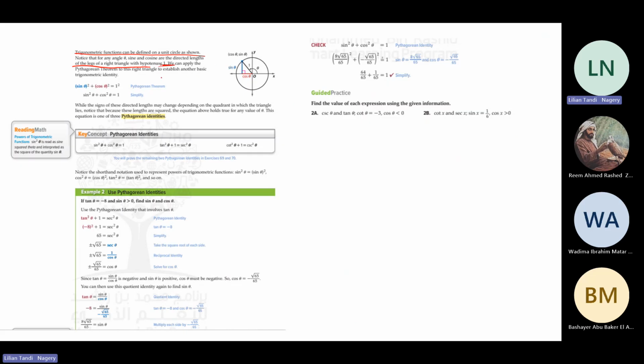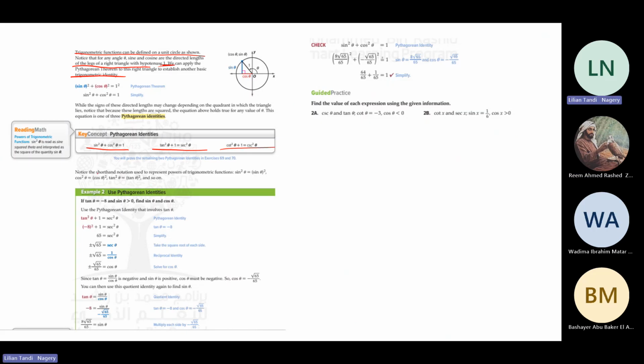Okay? Then we can apply the Pythagorean theorem to the right triangle to establish another basic trig rule. So here is the rule. When you have a right triangle, sine squared plus cos squared equals 1 squared. This is called the Pythagorean identity. And there are 3 of them. There they are. You should know all of them. Can we move on? Yes.